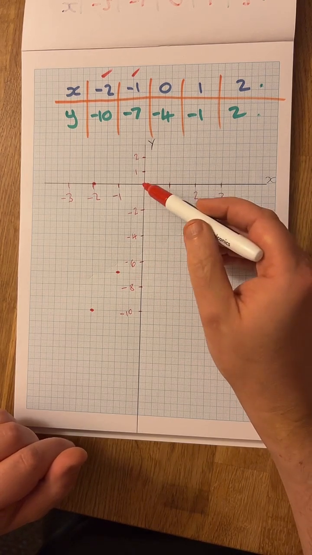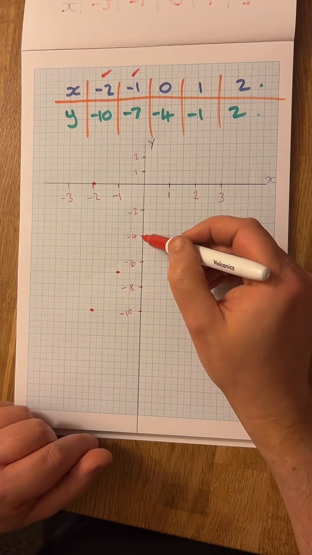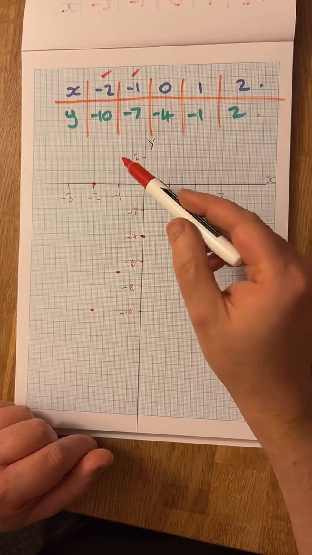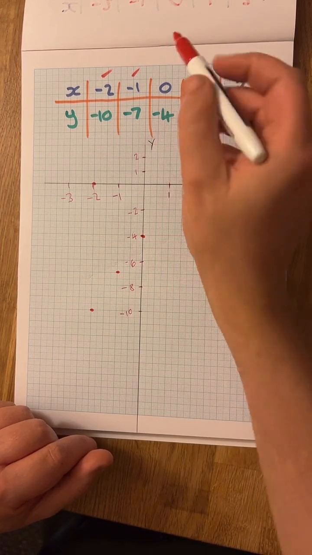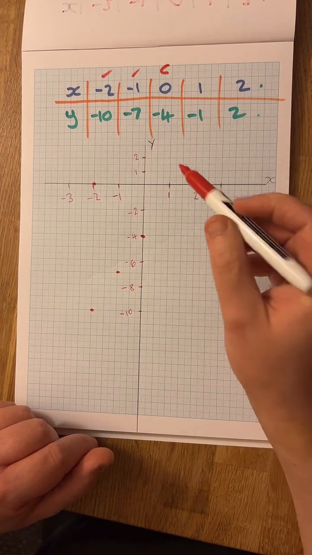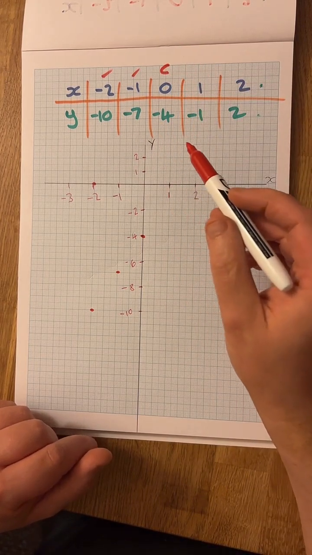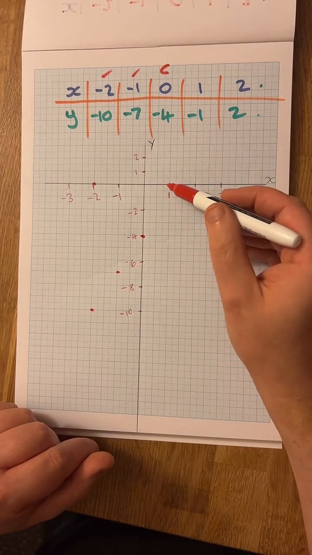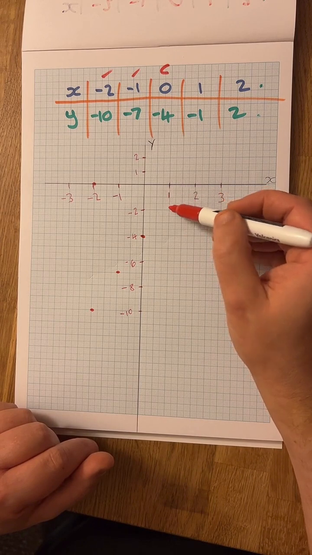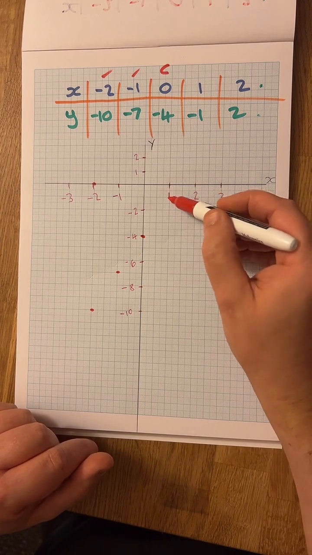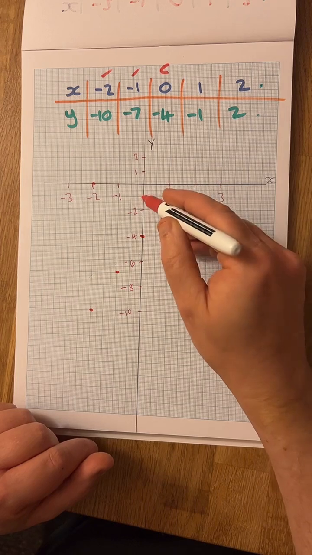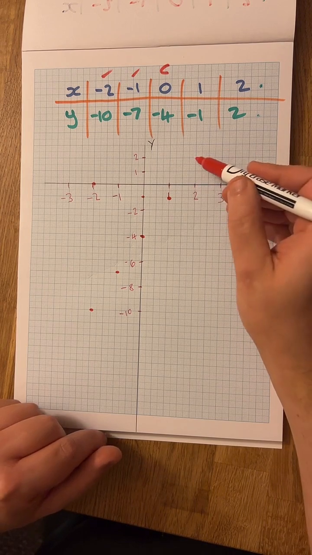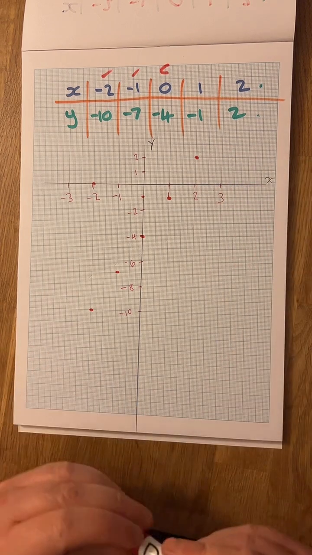X is 0, y is -4. There, got to be in it. Don't forget where this line crosses the y axis, that's the c value. So that could be my c value there, because sometimes you can tell from the numbers. When x is 1, y is -1. A little dot there. And then the last one, x is 2, y is 2. Thank you very much.